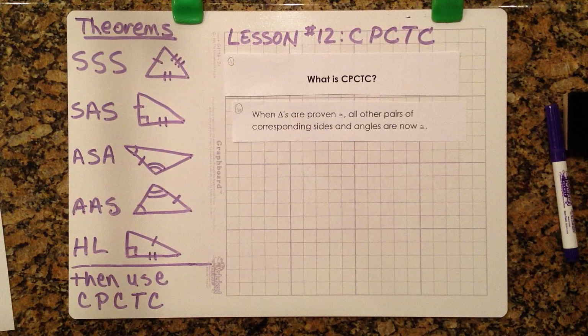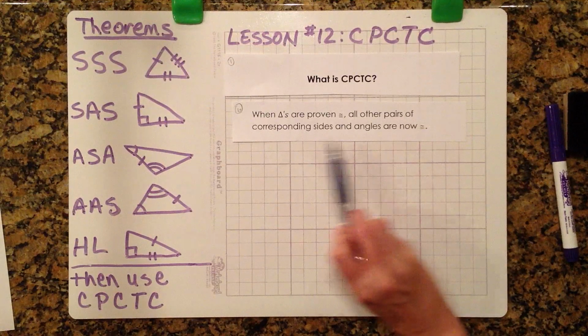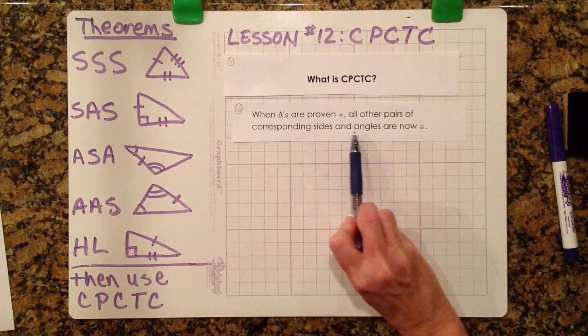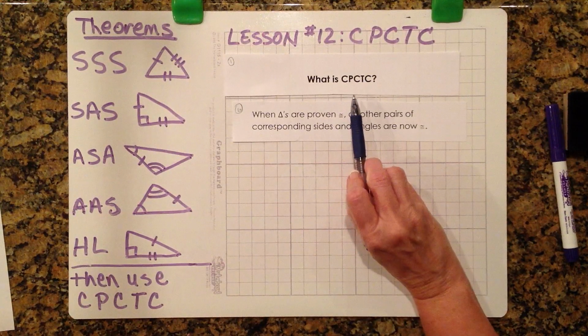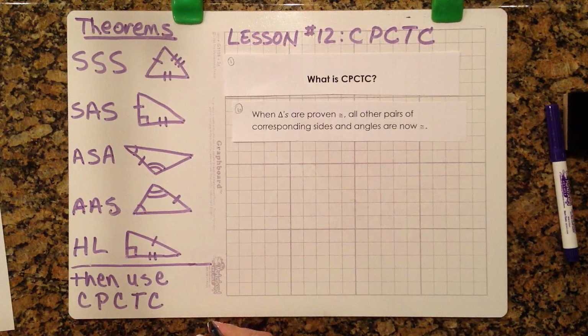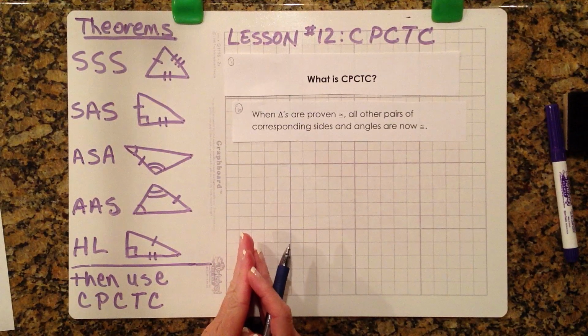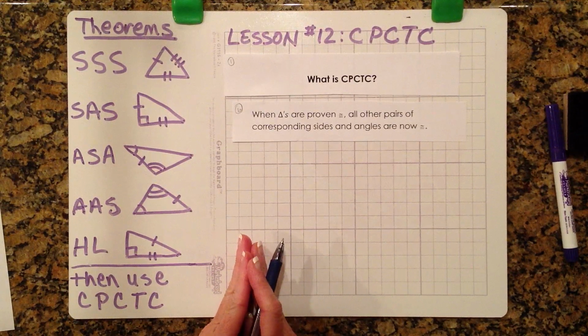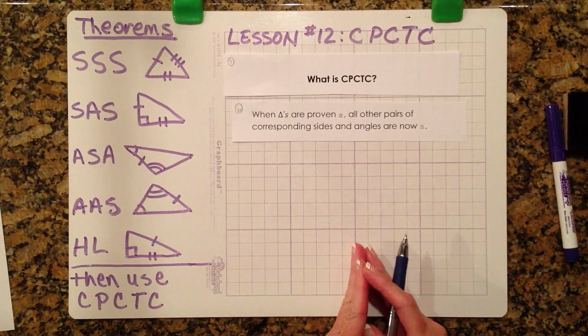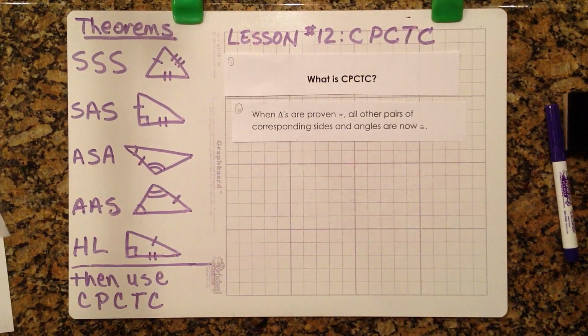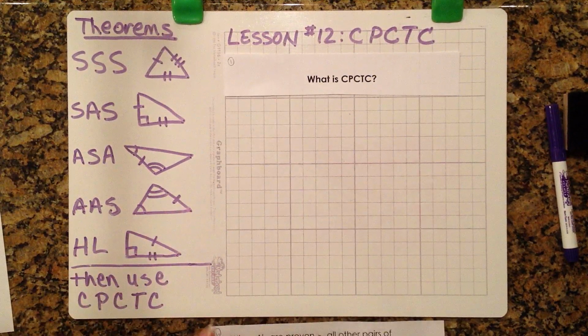When triangles are proven congruent, all other pairs of corresponding sides and angles are now congruent. So with CPCTC, all 3 sides, you can say they're congruent, and all the corresponding angles are going to be congruent also. So how do we do this? How do we use CPCTC?